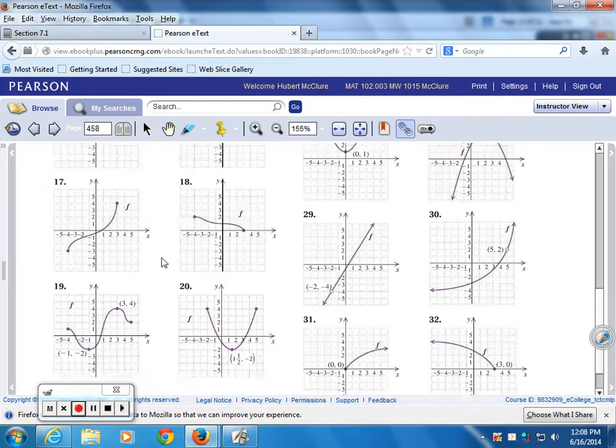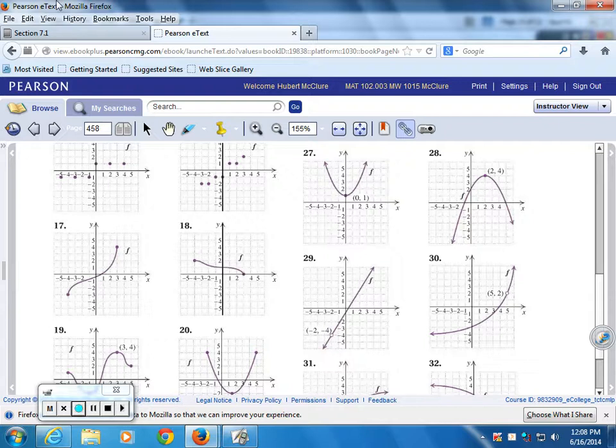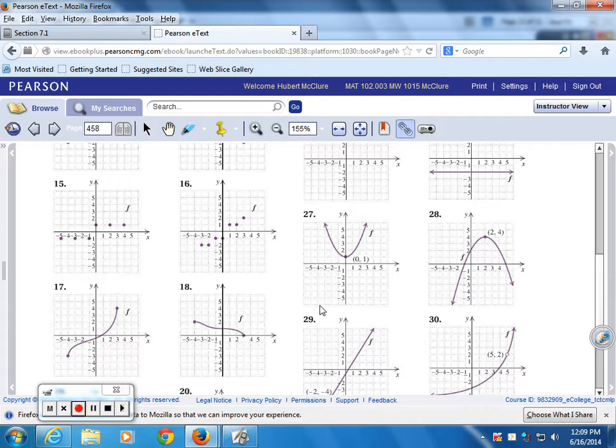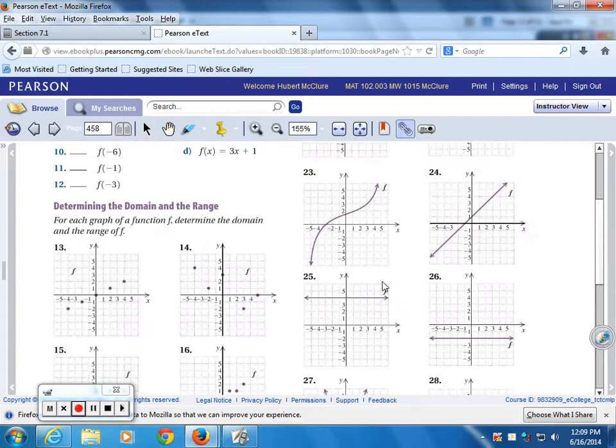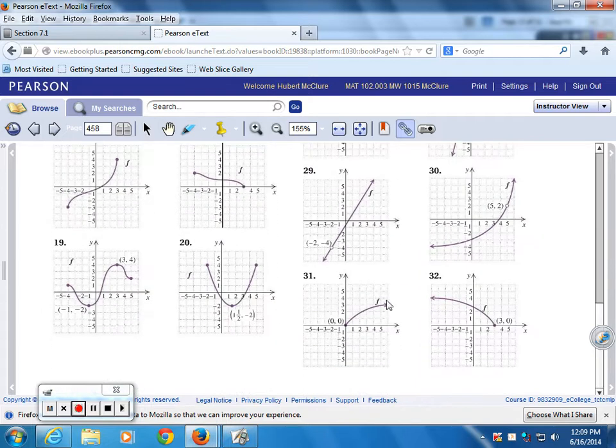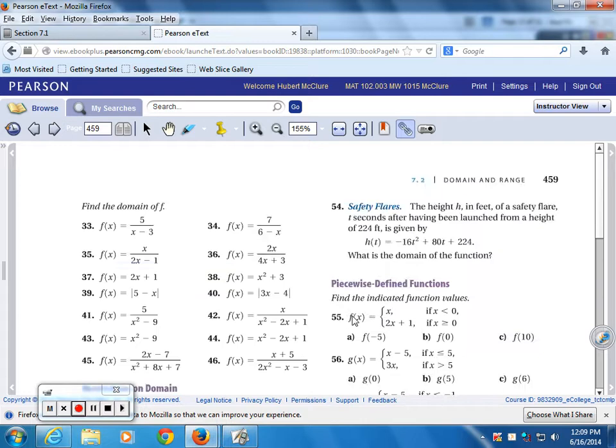How about number 17? -3 to 4, and -4 to 3. And does it get brackets or parentheses? Brackets. I don't see any open circles. I see one, but I'm not going to worry about that one right now because that's not what I would give you on a test. Let me see the next page. No, they don't have any.